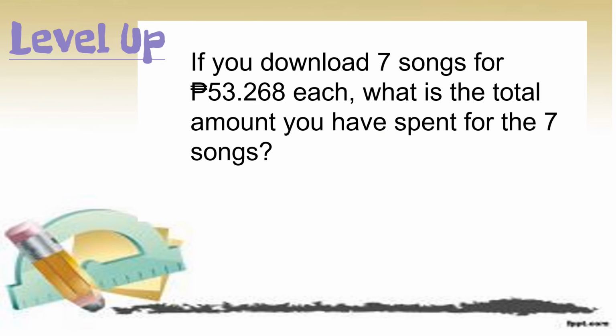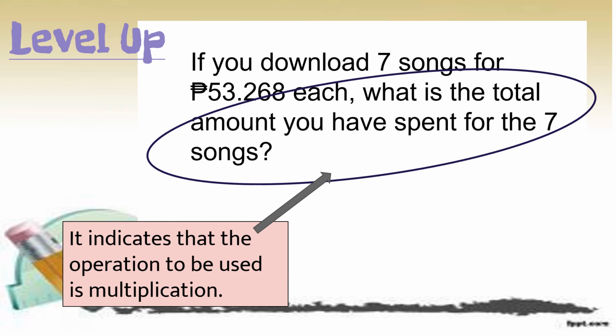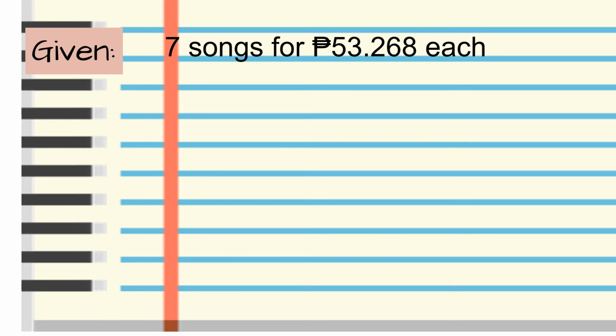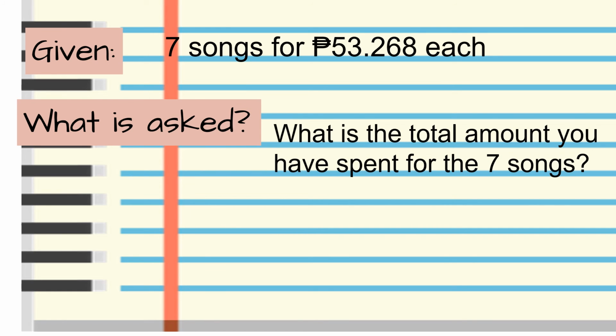Let us level up. If you download 7 songs for 53.268 pesos each, what is the total amount you have spent for the 7 songs? So each song costs 53.268 pesos. It indicates that the operation to be used is multiplication. Our given, we have 7 songs, 53.268 pesos each. The question is, what is the total amount you have spent for 7 songs?